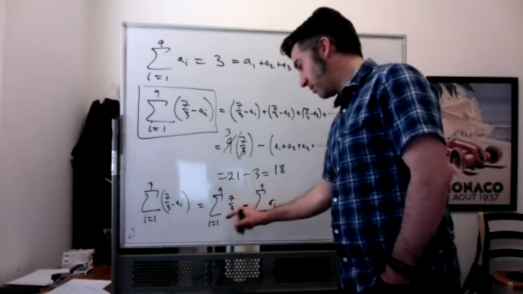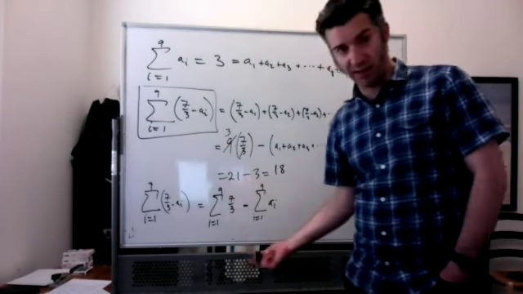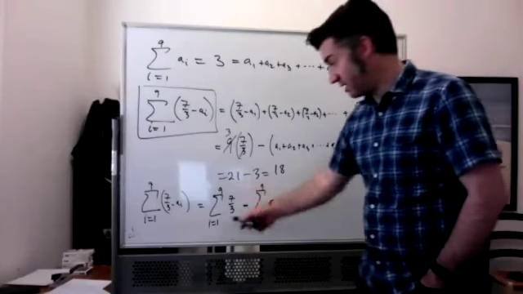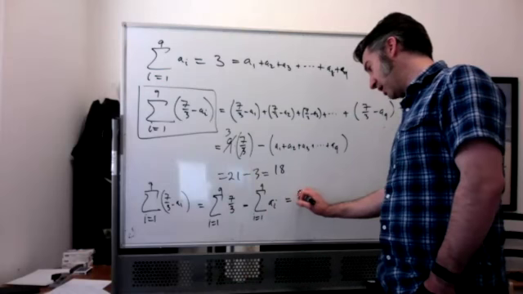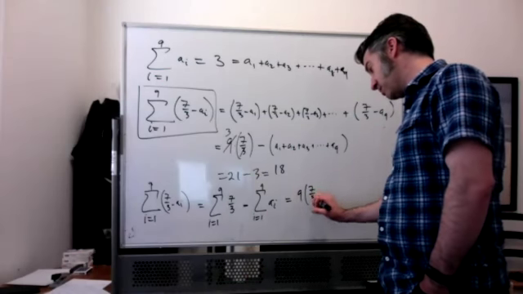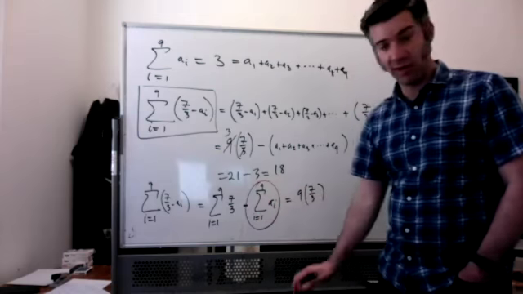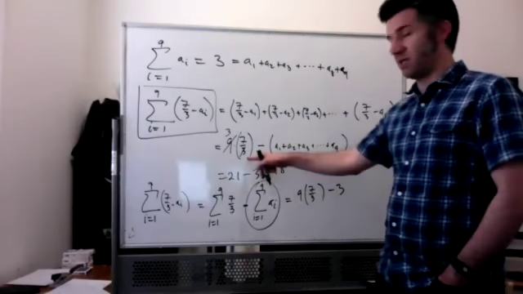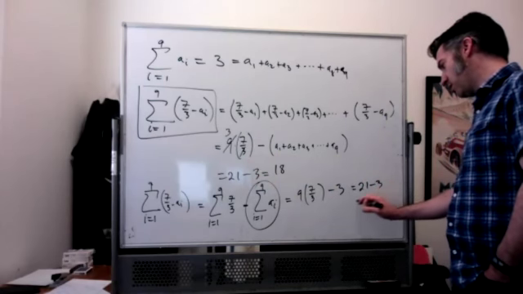Now, when you're adding up a constant, you just get the number of times that constant. Well, there are 9 7/3s being added up here, just like we saw up here. So that's going to be 9 times 7/3. Minus, we know this thing is equal to 3. So we get the same thing we got there. We get 21 minus 3, which is 18.